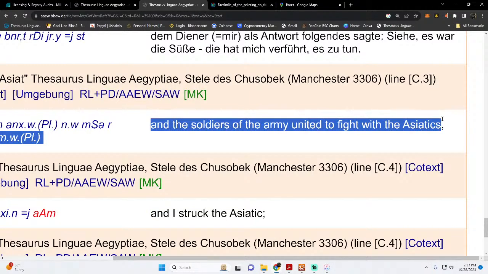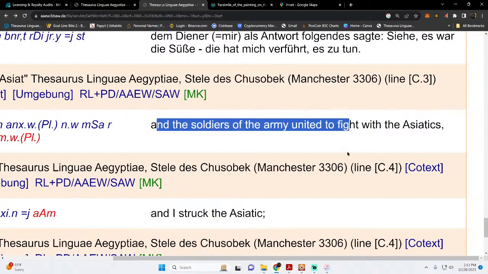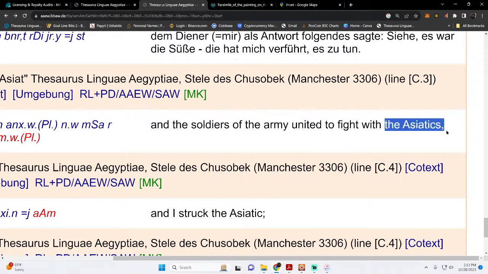This is the ancient Egyptian perspective from a philological survey from one of the leading text corpuses online. We just simply pop the term in. Anyone can do this. Just got to know what you're looking at. And I struck the Asiatic, and the soldiers of the army united to fight with the Asiatic. Why, if this was their people, why are they doing all this? Say the same about the Nubians.